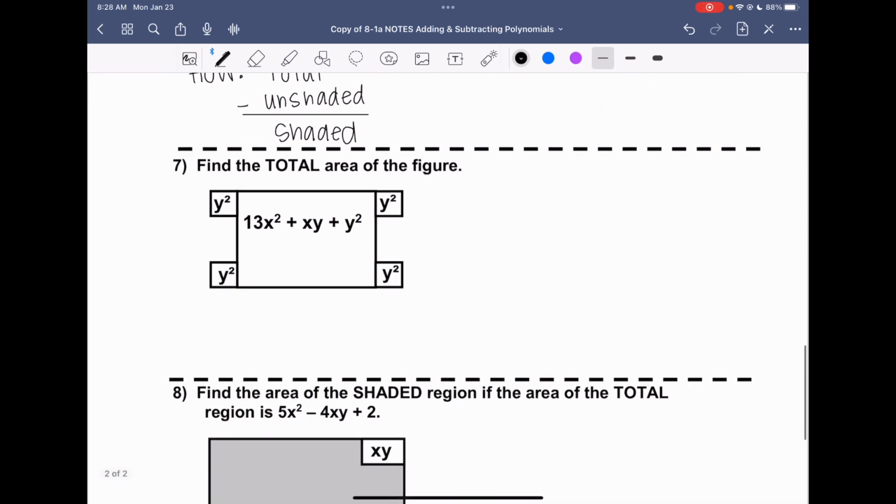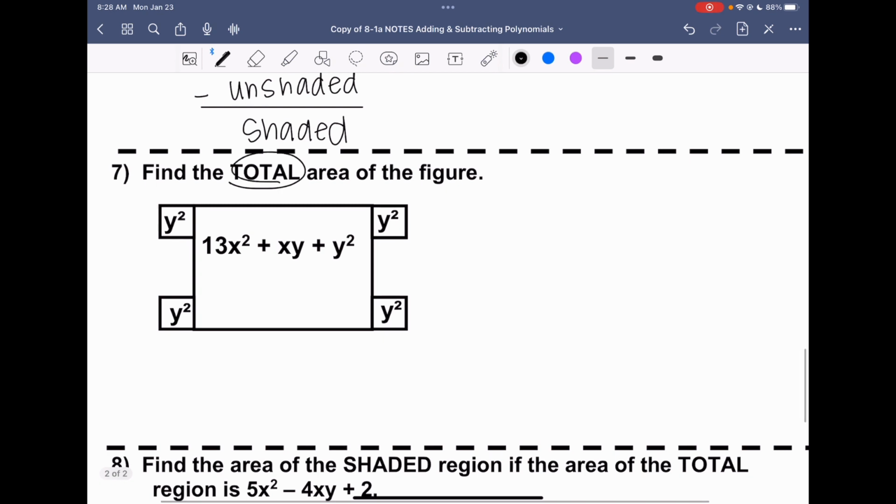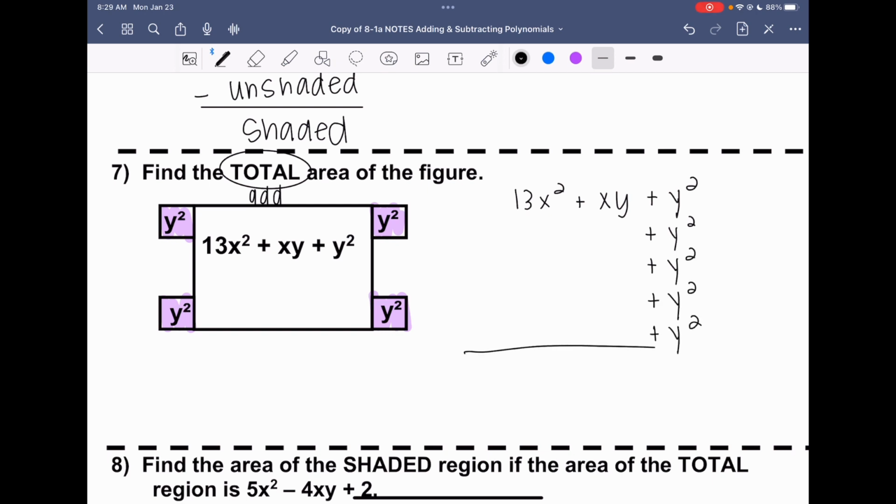All right, number 7, it says find the total area. So when it wants us to find the total area, we are going to add. Okay, so when we add, it makes it a lot easier. So I'm going to take this first one, which is x squared plus xy plus y squared. And then I'm going to add all of these y squareds. Technically, those are all 1y squared. Okay, and line them up with the other y squareds. So we have a y squared, a y squared, a y squared, and a y squared. We have 4y squared added.